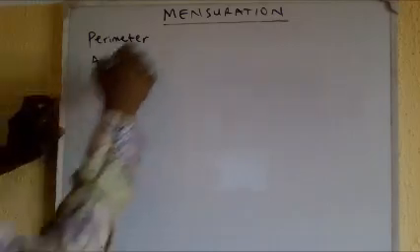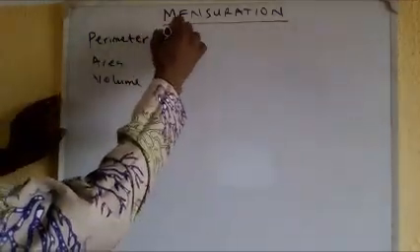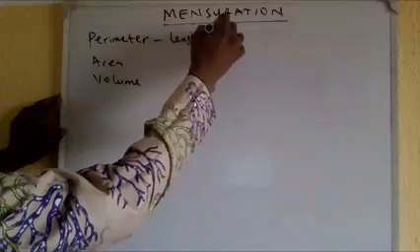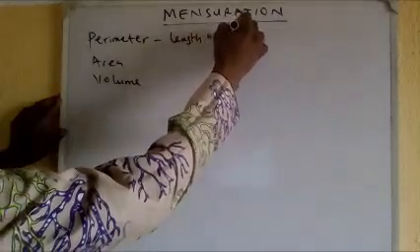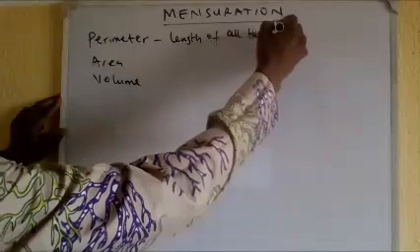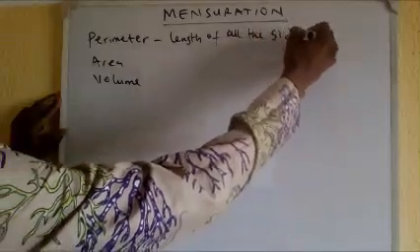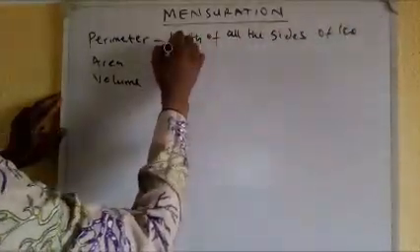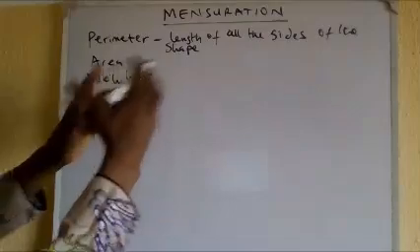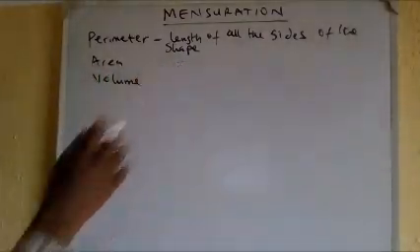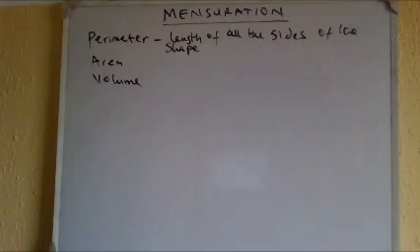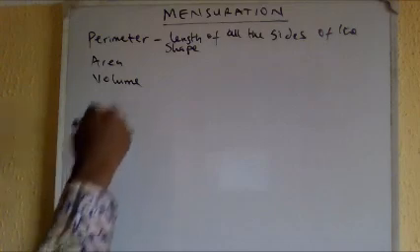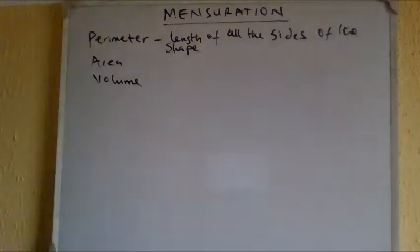Now, when we talk about perimeter, we're talking about the length of all the sides of the shape. So we're considering the total length of all the sides of the shape, and we add them. If the shape is a regular shape, you just add all the sides. If it's irregular, you add the sides as well.